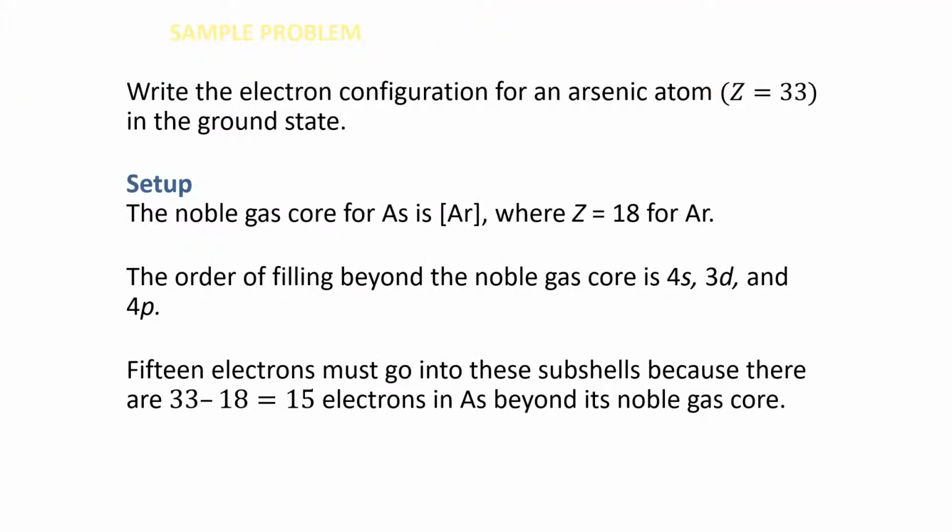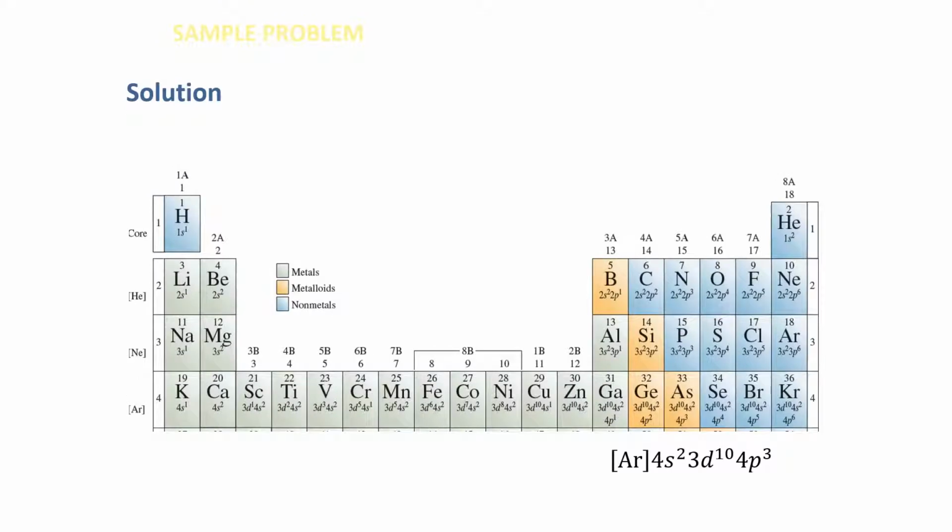So here's an example. Write the electron configuration for an arsenic atom, Z equals 33, in the ground state, meaning it has not gained or lost electrons. Okay. The setup is that the noble gas core for arsenic is Ar, argon, where Z equals 18 for Ar. So the order of filling is writing the Ar in brackets and then just continuing whatever is left. Here's calcium. Its closest noble gas is argon. So we can just simply say argon, and then 4s1, 4s2, so it's 4s2.